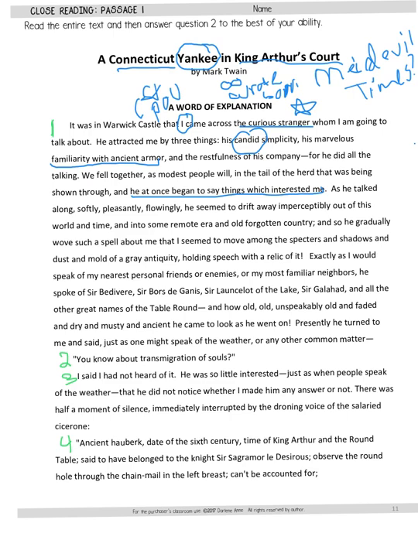As he talked along, softly, pleasantly, flowingly, he seemed to drift away imperceptibly. Imperceptibly. That's a new vocabulary word. I'm going to circle that. I'm going to have to ask the teacher about that. Out of his world and time and into some remote era and old forgotten country.